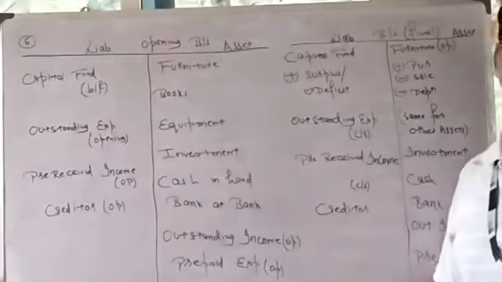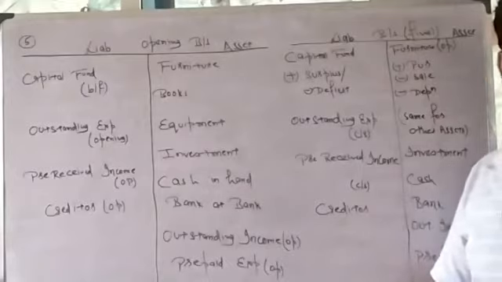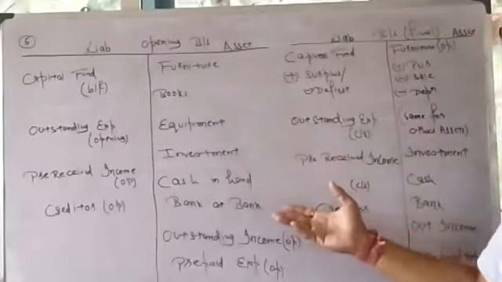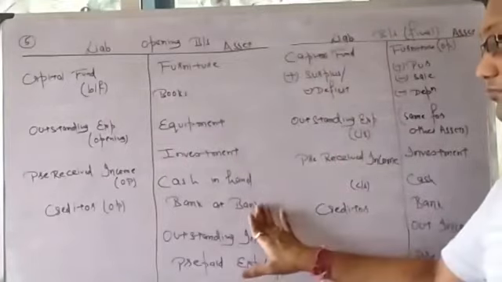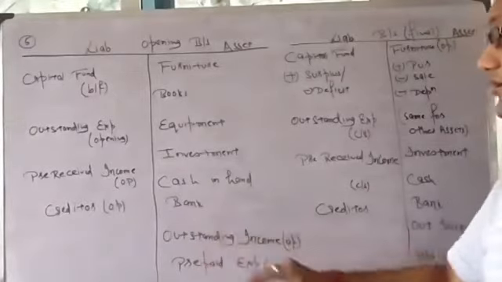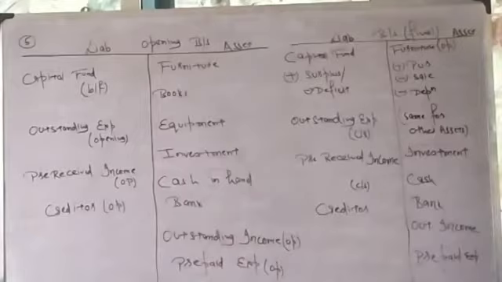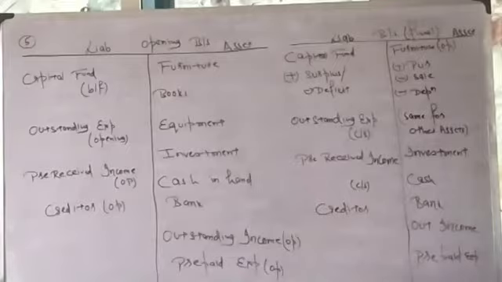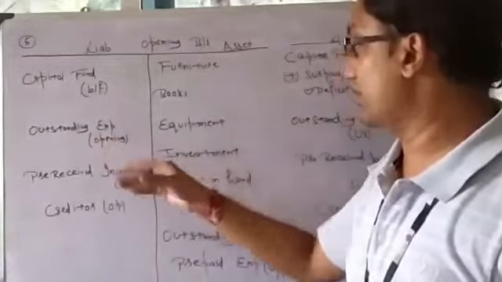The basic funda of preparing a balance sheet is the same, asset side and liability side. The asset side contains furniture, books, equipment, investments, cash in hand and cash at bank, which is given at our receipt and payment account opening. That will be from there. Outstanding income, opening outstanding income, any subscription which is yet to be received, any membership fees which are yet to be received, that is outstanding income. Any prepaid expense, any advance expenses we have paid, rent, salary, etc.